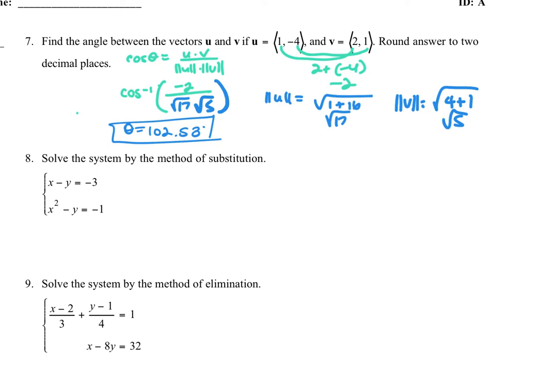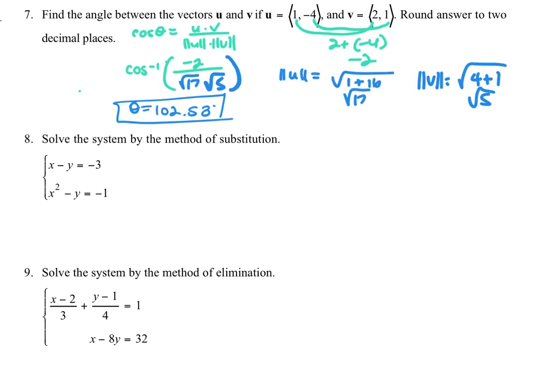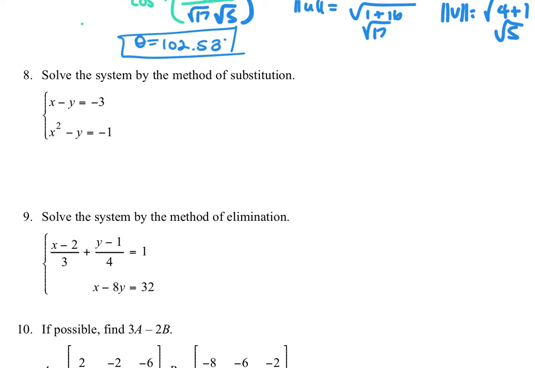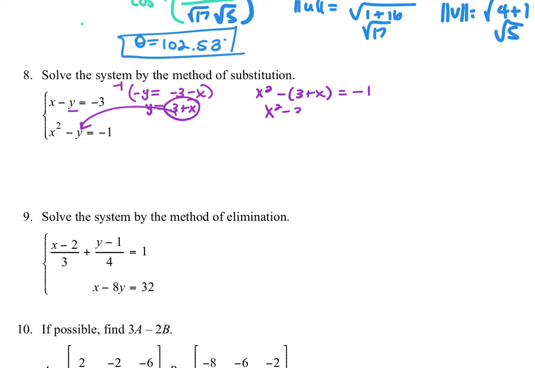Number 8 is solving the system using substitution. So you can actually make the choice if it's elimination or substitution, but if this one is substitution, we're going to follow that. I would take and solve one of the equations for one of the variables. So for example, if I wanted to solve for y in the top, sorry, -y equals -3 minus x, and then multiply everything by -1. So y equals 3 plus x. And then I plug that into the second equation. So x squared minus (3 plus x) equals -1.